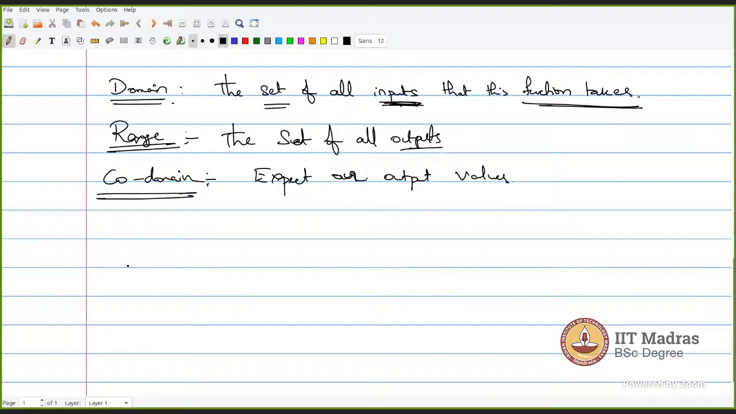So let us quickly summarize a few functions. What is a linear function? There are some types of functions. A linear function is also called a straight line. It will be of the form f(x) = ax + b, where the highest degree is 1. So when a function is of the form ax + b, we call it a linear function.